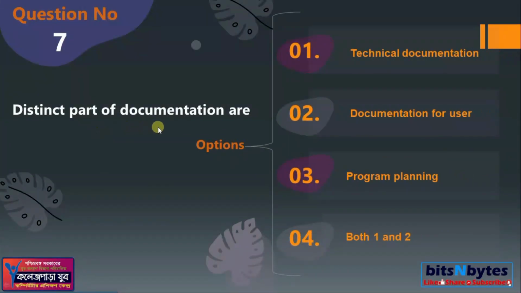Question 7. Distinct parts of documentation are 1. Technical documentation. 2. Documentation for user. 3. Program planning. 4. Both 1 and 2. Answer: both 1 and 2.